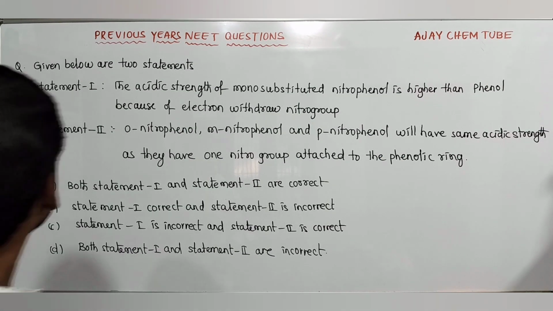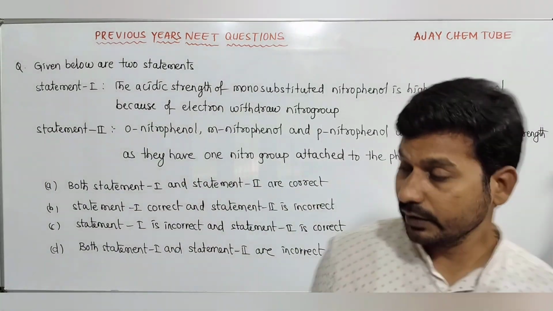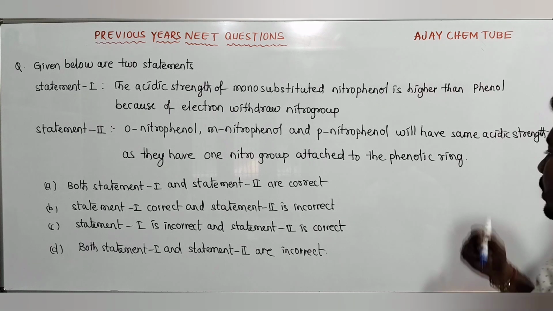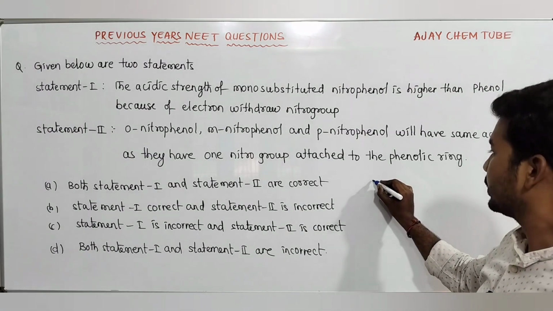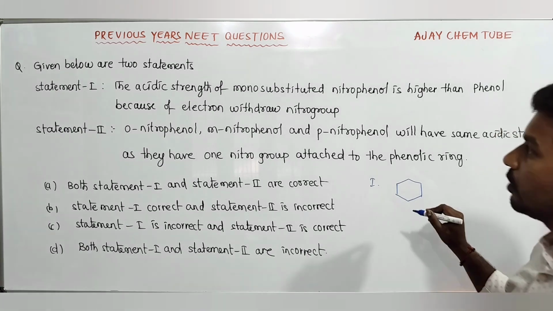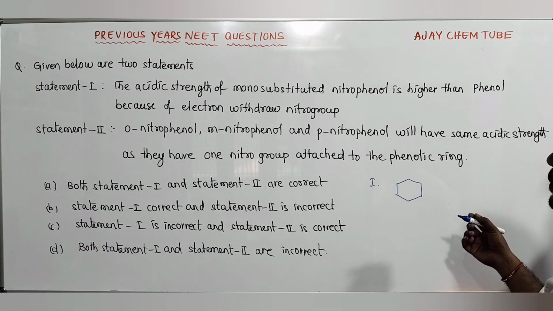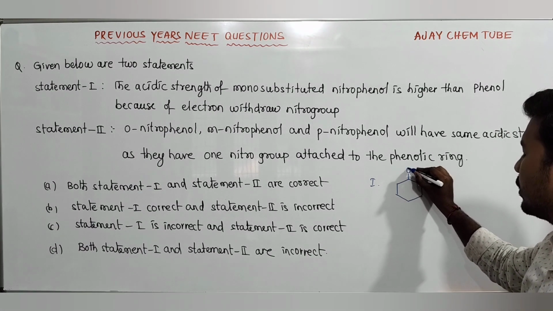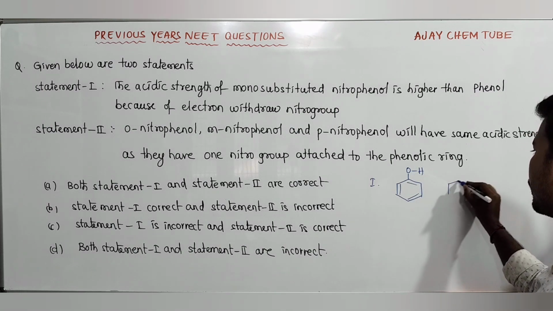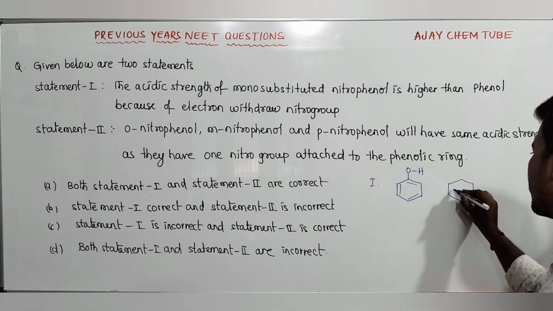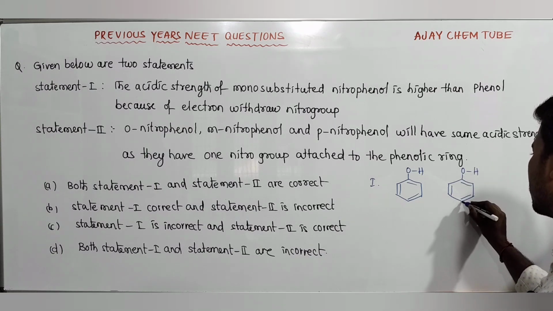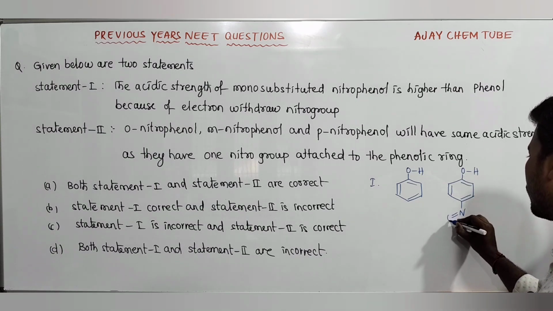Next, see the next question. Given below are two statements. In statement 1, acidic strength of monosubstituted nitrophenol is higher than phenol. Monosubstituted nitrophenol may be anything; nitro means at any position one nitro group. In statement 1, acidic strength is compared between phenol and nitrophenol.